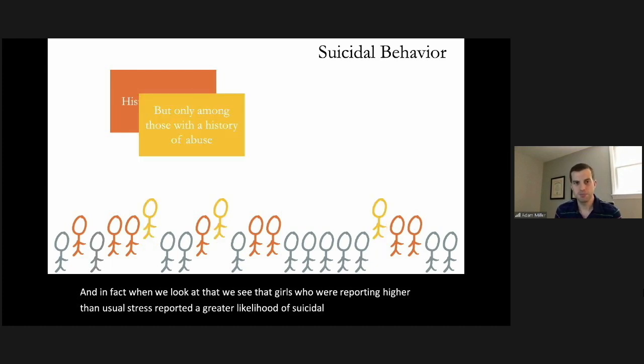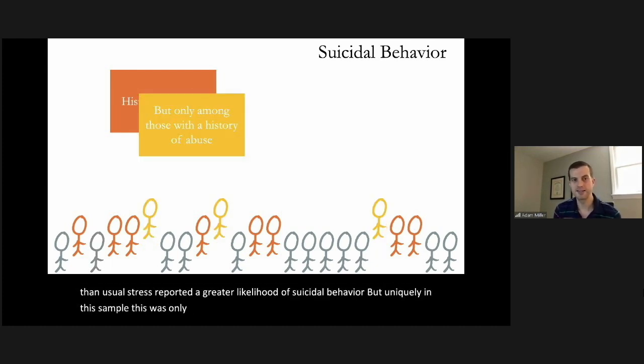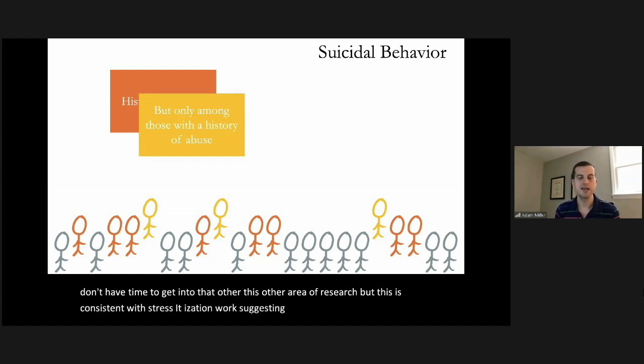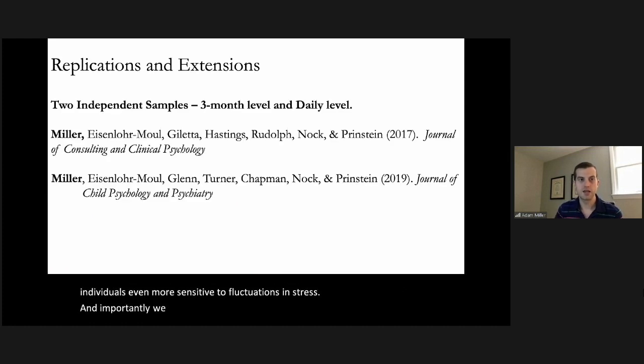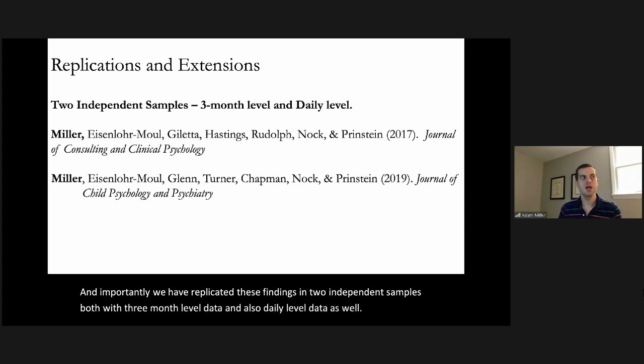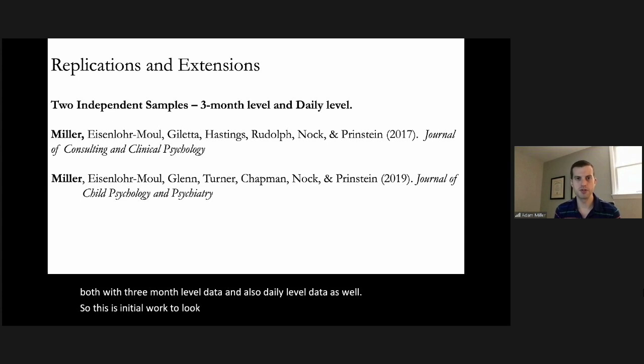But uniquely in this sample, this was only true among adolescents with a history of abuse. Now, I don't have time to get into this other area of research, but this is consistent with stress sensitization work suggesting that early adversity makes individuals even more sensitive to fluctuations in stress. And importantly, we have replicated these findings in 2 independent samples, both with 3-month level data and also daily level data as well. So this is initial work to look at whether or not a person's own individual experience can help us understand and better predict suicide risk.